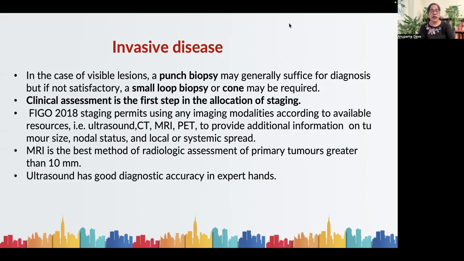But in FIGO 2018 staging, this permits using any imaging modality according to available resources such as an ultrasound, a CT, MRI, or PET, so that it can provide additional information on tumor size, nodal status, or local or systemic spread. MRI is the best method for radiological assessment of primary tumors greater than 10 mm. However, ultrasound at times may be useful. It does have good diagnostic accuracy in expert hands.